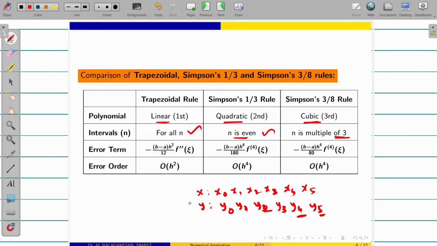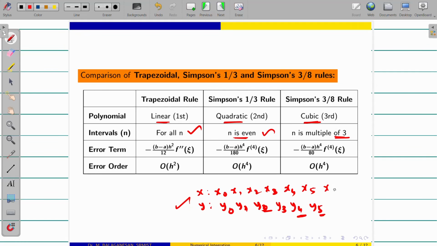So what about for the given data? Now tell me, is trapezoidal applicable? Yeah, obviously trapezoidal is applicable for all values of n. Simpson one-third won't be applicable. It should end with even values, that is n is even: 2, 4, 6, 8 like that. Simpson one-third not applicable. What about Simpson 3/8? That also won't be applicable. The ending value should be multiple of 3.